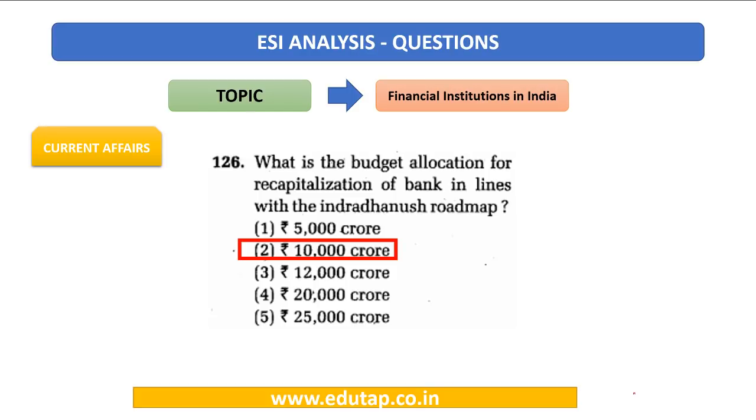Now what is the takeaway from this? We need to be aware of important allocations the government makes from time to time. Not only the allocations that are made in the Union Budget, but also in between the year, there are a number of times the government comes out with such allocations or announcements. So keep a tab on such announcements that the government makes.